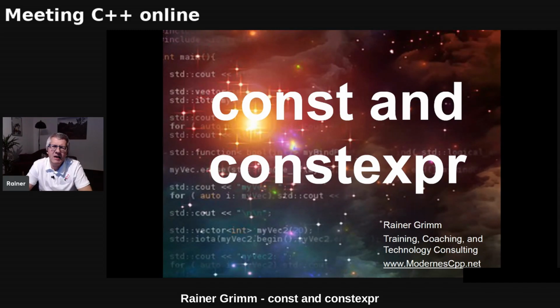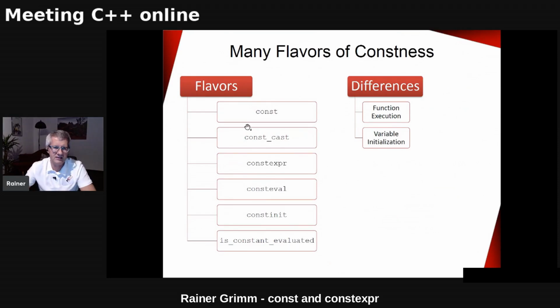First of all, you may wonder why I talk about const and constexpr. The reason is quite simple. With C++20, we have three additional words having const inside, so we have to know what each const means. Constexpr, constinit, consteval, const is used in constant expression. You know, there's a lot of constness inside C++20. Have a look here: const, const_cast, constexpr, consteval, constinit, and finally is_constant_evaluated.